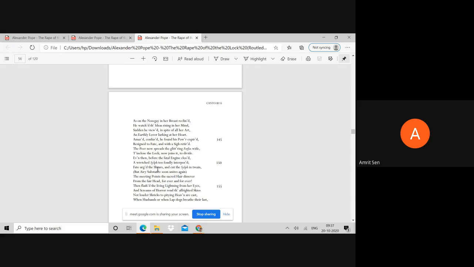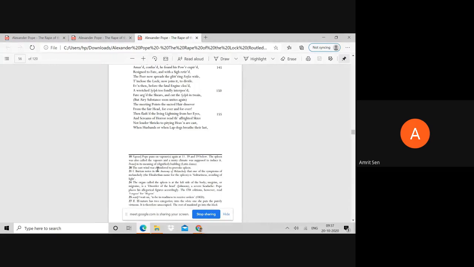So, the meeting points, the sacred hairs, dissever from the fair head forever and forever. Then flashed the living lightning from her eyes, and screams of horror rend the affrighted skies. So we talked about one scream of Belinda earlier, the scream when she wins the game of Ombre. And this scream was one of great joy, and Pope had warned that this scream will soon dissolve into a scream of grief. Now, this is the moment when that scream happens, the epic scream where the body of the epic hero is brought in and the wife or the lover grieves over her. So screams of horror rend the affrighted skies.